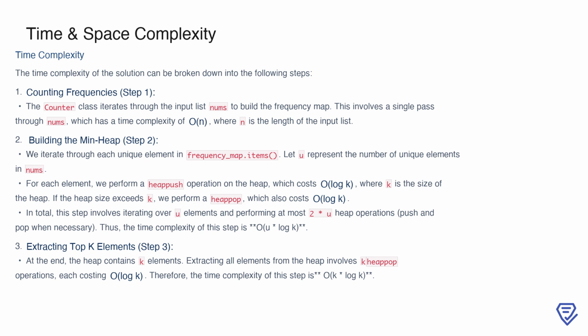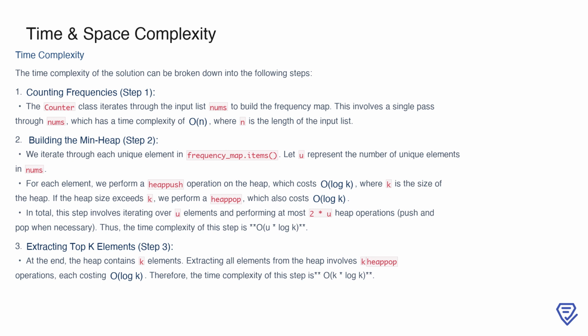Here, we start by analyzing the time complexity of our solution, which is broken down into 3 key steps. First, we count the frequencies of the elements in the input list nums. By using the Counter class, we perform a single pass through the list, making this step O(n), where n is the length of nums.